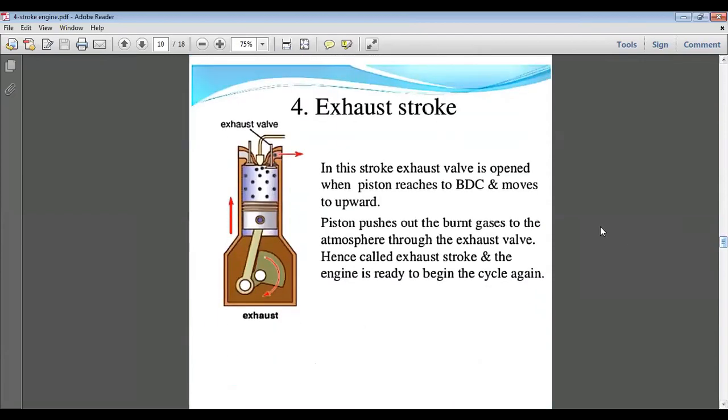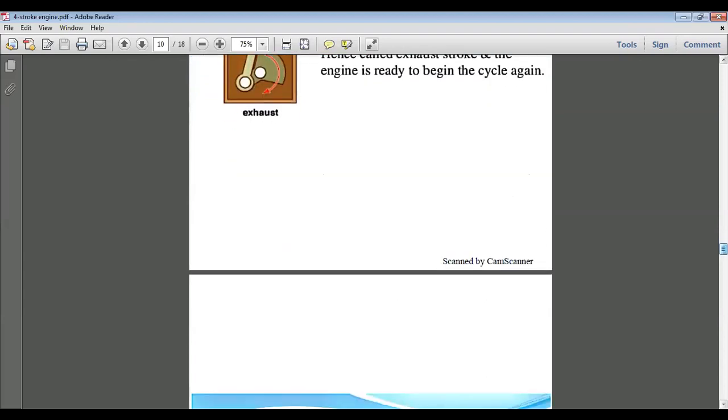Then finally, there is the exhaust stroke. In this exhaust stroke, the exhaust valve is opened, and the piston reaches BDC and moves upward. So here again, the piston moves from BDC to the TDC. The piston pushes out the burnt gases to the atmosphere through the exhaust valve, hence called the exhaust stroke, and the engine is ready to begin the cycle again. So these are the 4 strokes for the 4-stroke engine.